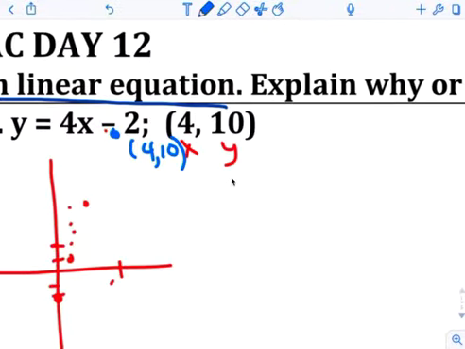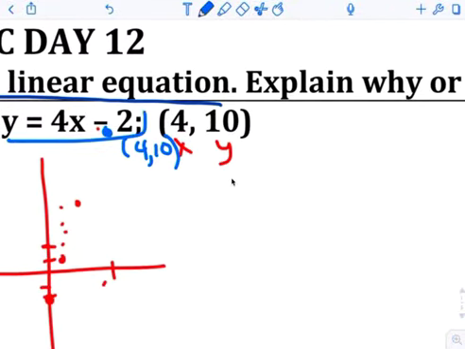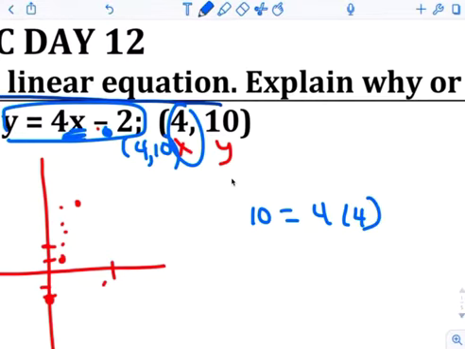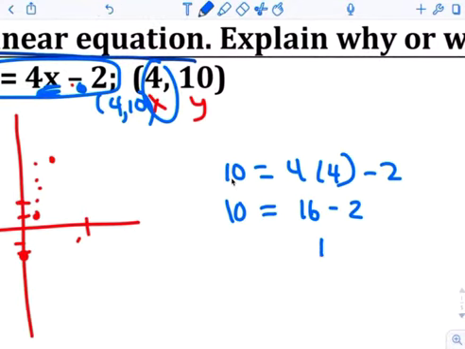Okay. Use this equation. y is 10 equals 4 times this x, 4, minus 2. Nope, it's not. Close. 16 minus 2. Nope, it's not. It's not on the line. Nope, 4 and 10 is not on the line. Close though.